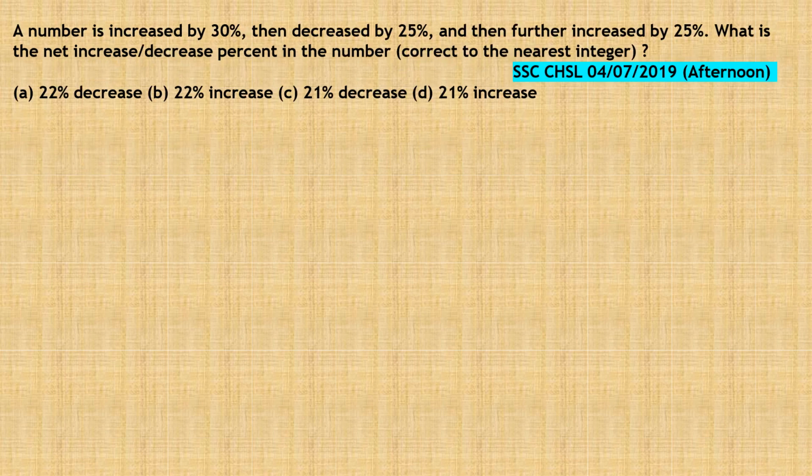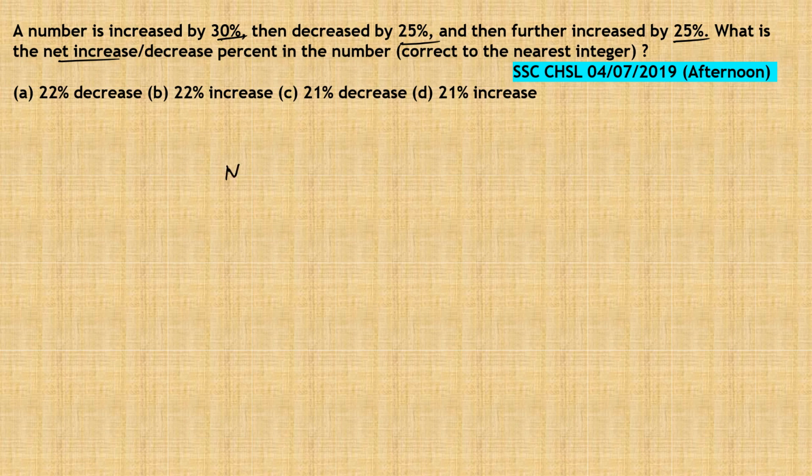If a number is increased by 30%, then decreased by 25%, and further increased by 25%, what is the net increase in the number? Correct to the nearest integer. You need to find the approximate value.